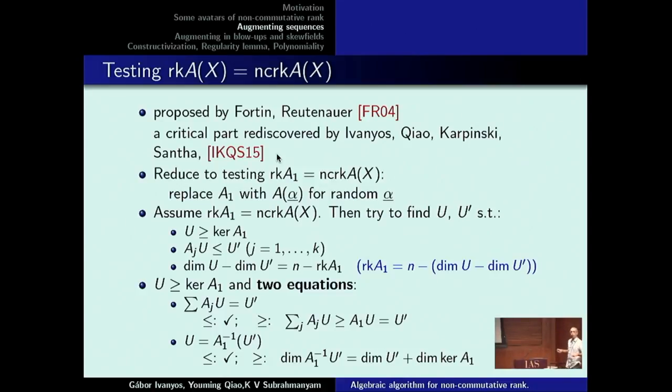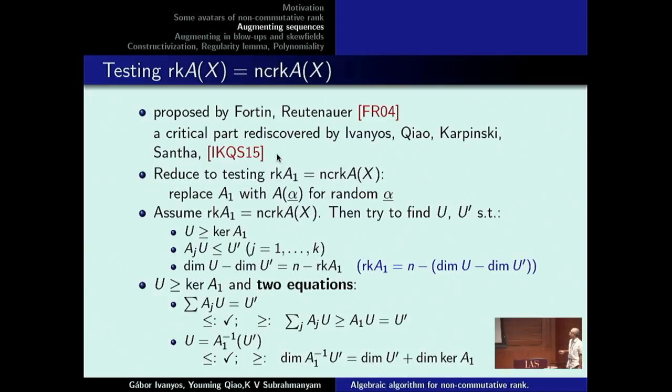So I'm going to motivate the second Wong sequences. The idea is, why is the second Wong sequence a very natural idea? So suppose you were able to find something like this. Yes, we'll come to it in a short while. So suppose this actually happens, that you do find a matrix whose rank is the non-commutative rank of the entire matrix family. And suppose you find subspaces U and U prime with the following property, that U is in the kernel of this matrix A1 that you have discovered, and each of the AIs sends U into U prime. And suppose further this also holds.